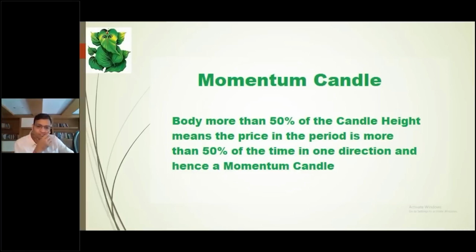Body more than 50% of the candle height means the price in the period is more than 50% of the time in one direction, and hence a momentum candle.